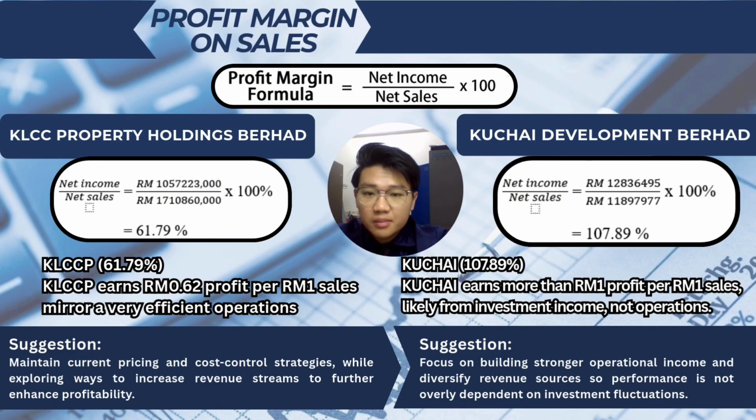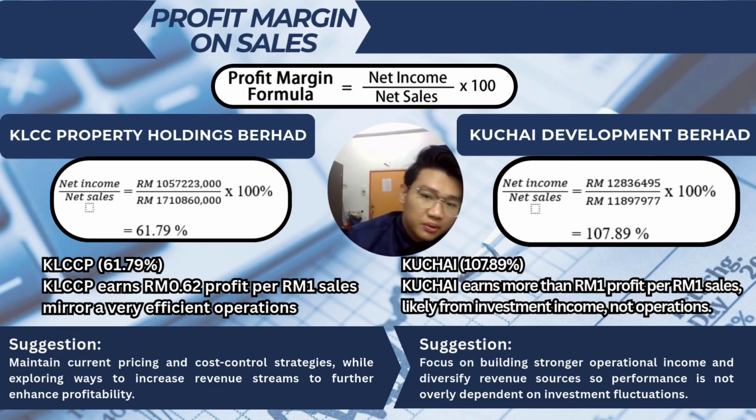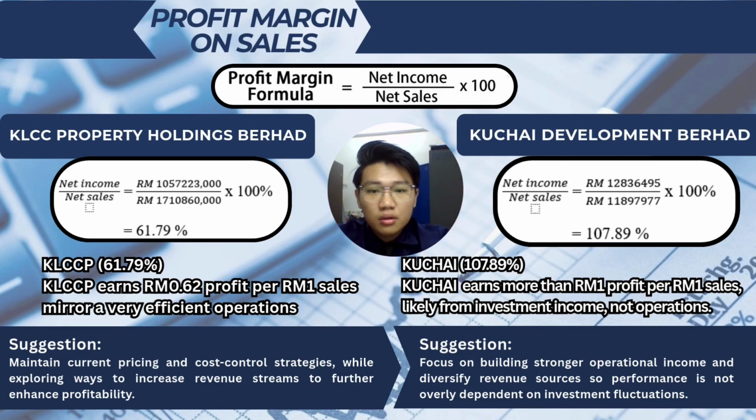We'll go for KLCCP first. For KLCCP, their profit margin is 61.79%, which means KLCCP earns 0.62 ringgit of profit per 1 ringgit of sales, and this mirrors a very efficient operation because for a property company like KLCCP, they need very strong control of cost and also very stable rental income to make sure their profit margin is in a strong state. So my suggestion for KLCCP is they should maintain their current pricing and cost control strategy. And in the meantime, they should explore more ways to increase their revenue streams to further enhance their profitability.